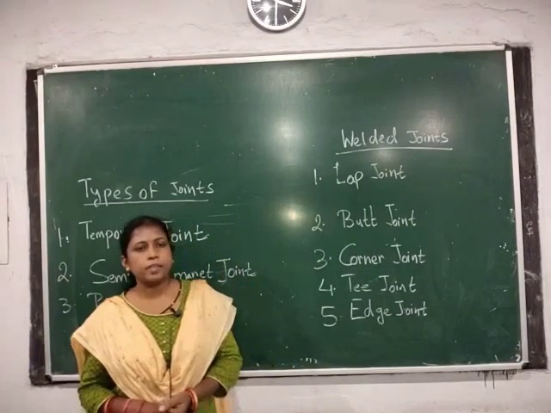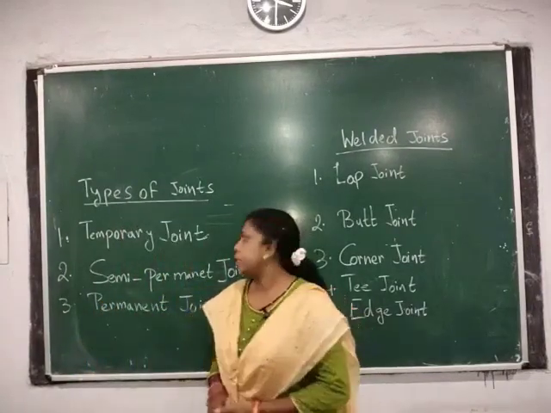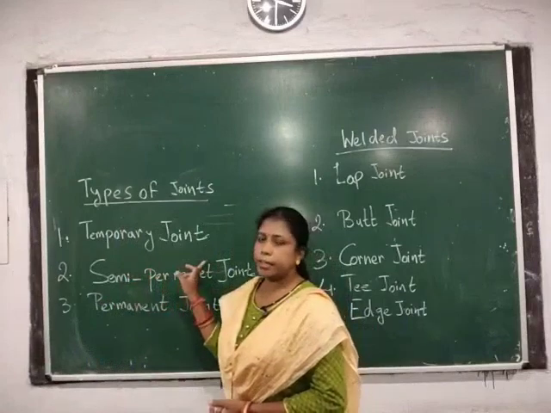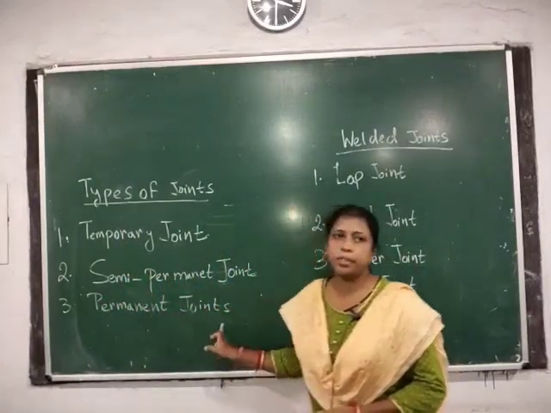Next, what are the different types of joints? Joints are basically divided into three parts, that is your temporary joint, semi-permanent joint and permanent joint.